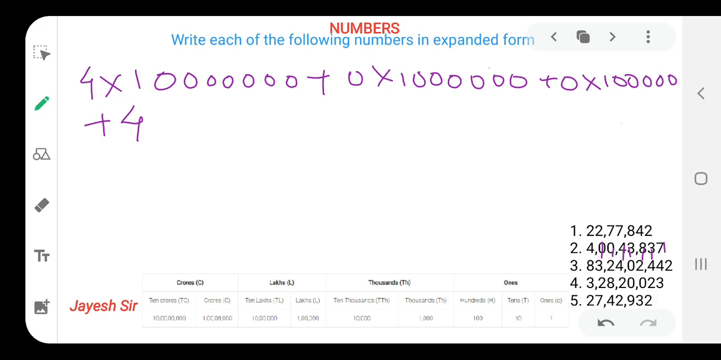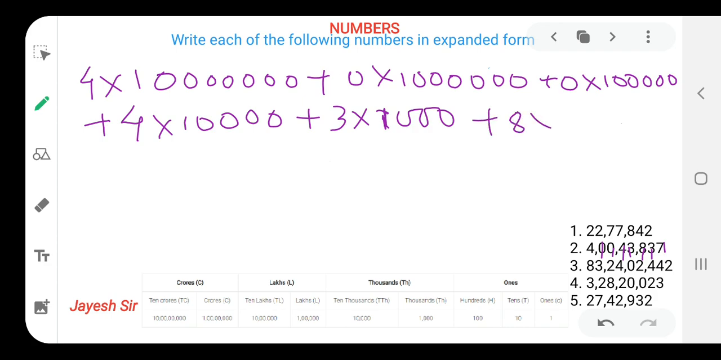Here we are done with 7, 6, 5. Now we'll multiply it with 4 zeros, plus 3 into 3 zeros. Afterwards, plus 8 into 2 zeros, plus 3 into 1 zero, that means 10, and plus 7 into 1. I hope you all are getting it, friends. That's very easy. Now we can further solve this also.